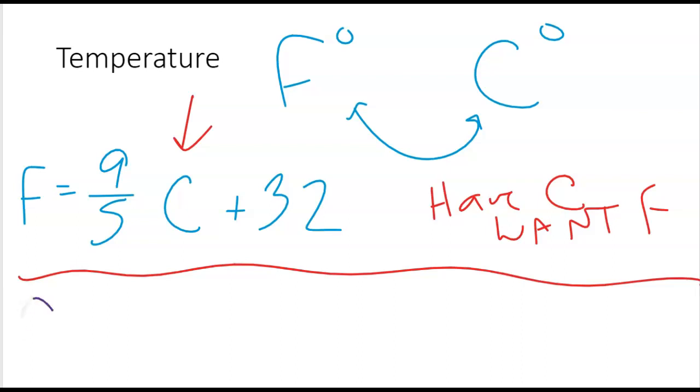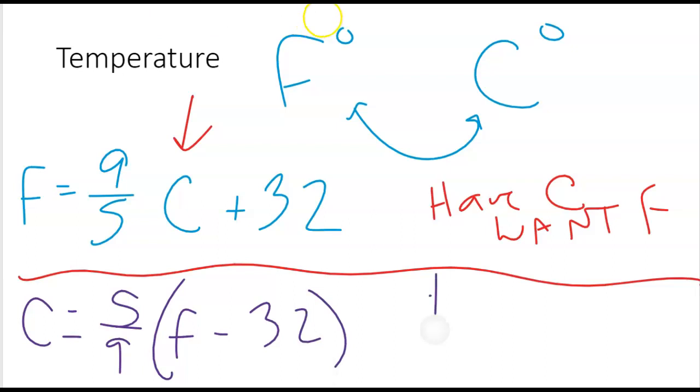The other formula is Celsius equals 5/9 times the quantity F minus 32. So this is if you have Fahrenheit and want Celsius. So that's the difference between the two formulas. We'll do an example of each.